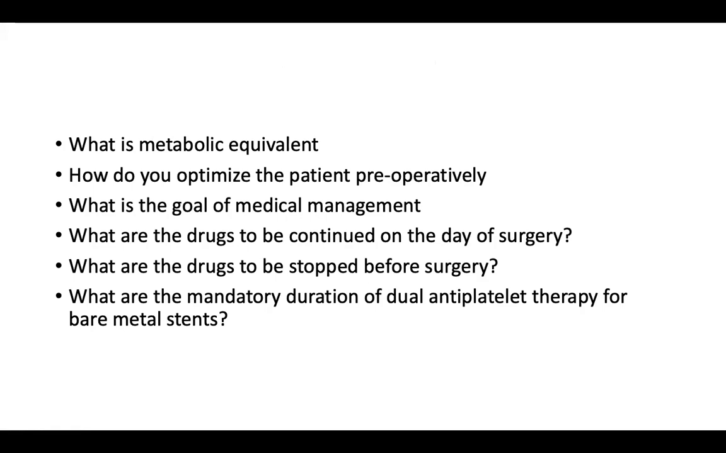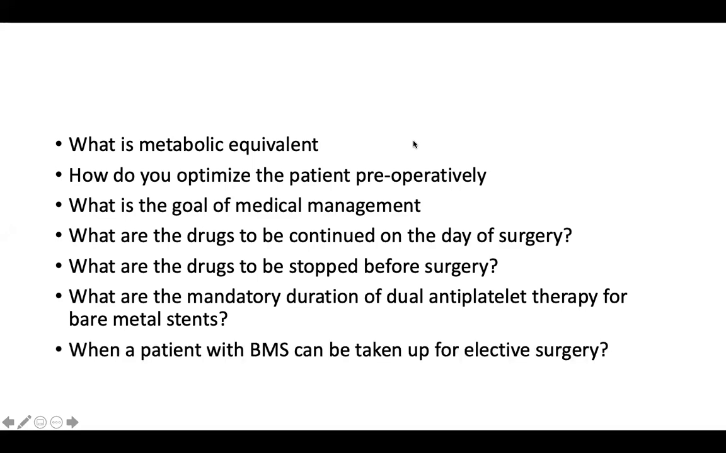Minimum, the patient has to continue for 4 to 6 weeks. 4 to 6 weeks. And then single antiplatelet, maybe aspirin, has to be continued lifelong. Yeah, lifelong. Okay. So when can a patient who has a bare metal stent be taken up for elective surgery? If it is after 30 to 45 days, then he can be taken up for the surgery under aspirin cover. Elective surgeries can be taken up after 6 weeks if a patient has a bare metal stent.